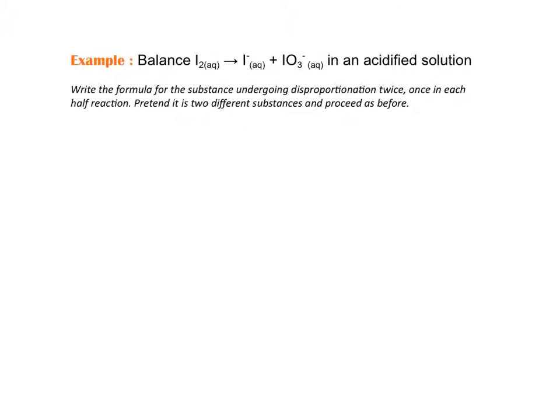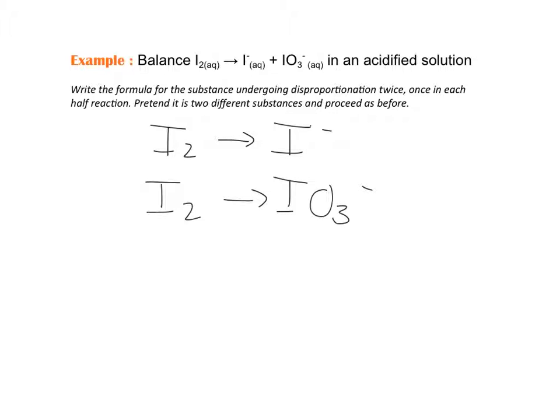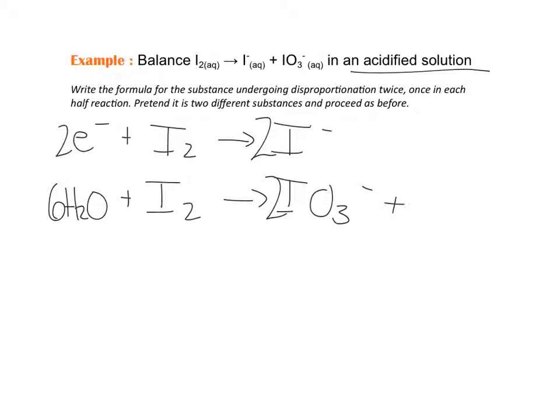Okay, balancing these is really no different. The only difference is that on the reactant side, we only have one iodine. So what we're going to do to split it into half reactions is go I2 to I minus, and then I2 to IO3 minus, and balance from there. So a 2, and 2 electrons in this one. We're going to add 6 H2Os over here. We're in an acidified solution, so I'm going to add 12 H plus over there.